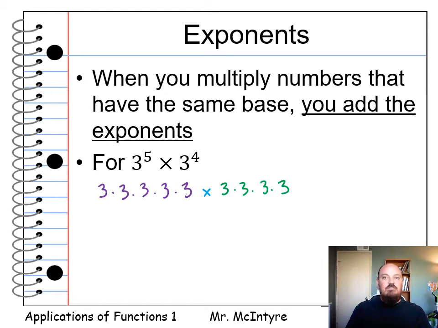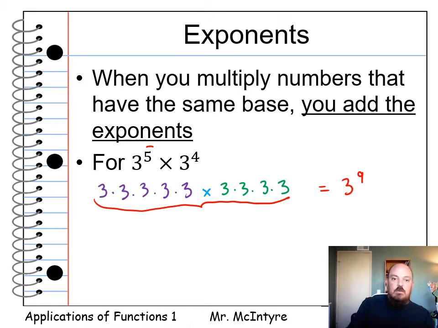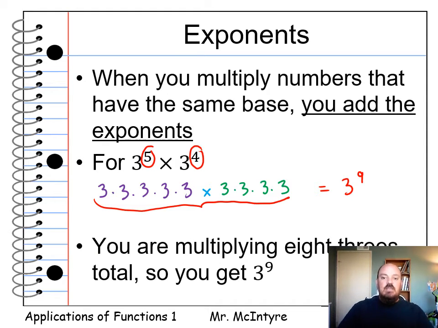So if I take 5 threes and I multiply 4 more threes, if you add them all up, you have a total of 9 threes that are being multiplied together. That's 3 to the 9th power. Now where that 9 came from is by saying, well, I have 5 threes here, I have 4 threes here. If I just group them all together, 5 plus 4 is 9. So basically, you are multiplying 9 threes total, and you end up with 3 to the 9th power.